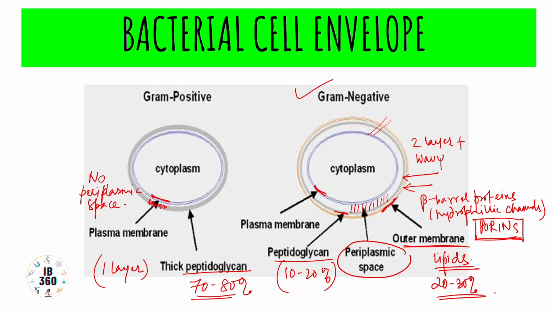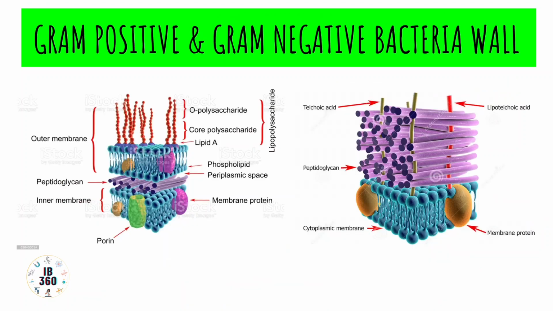In Mycobacterium and also Nocardia, the wall contains long fatty acid chains which are called mycolic acids. All these increase the hydrophobicity of the outer layer. So we can understand that this is one very thick peptidoglycan layer, and this is a comparatively thinner peptidoglycan inner layer, and 20 to 30% fatty acid layer, lipid content basically. This is the main difference.